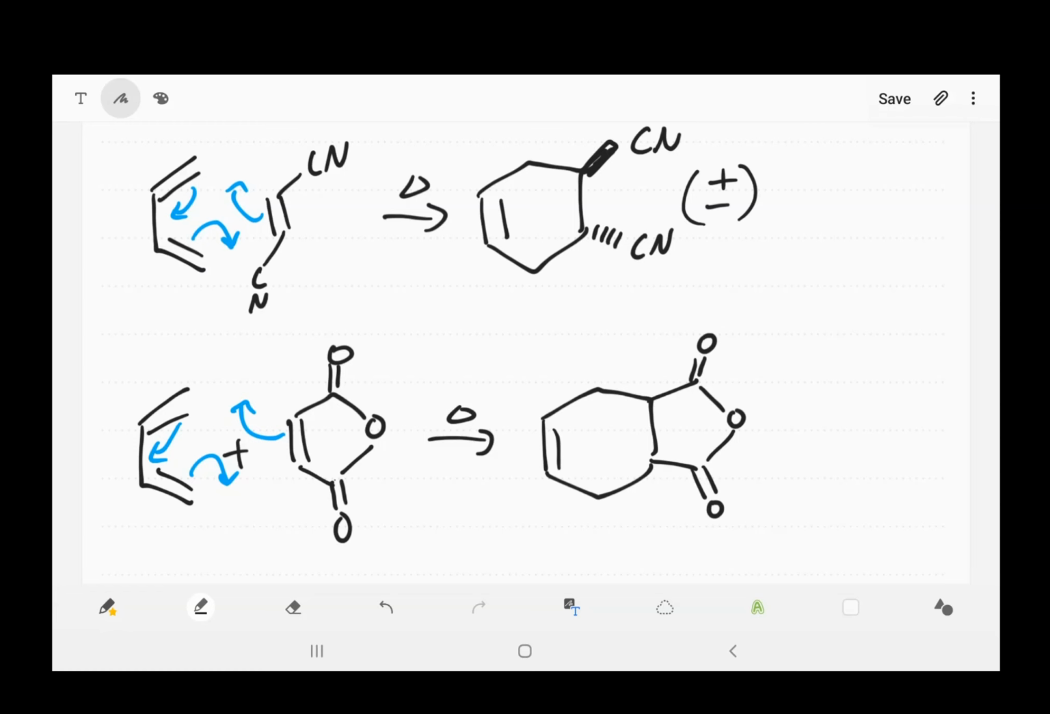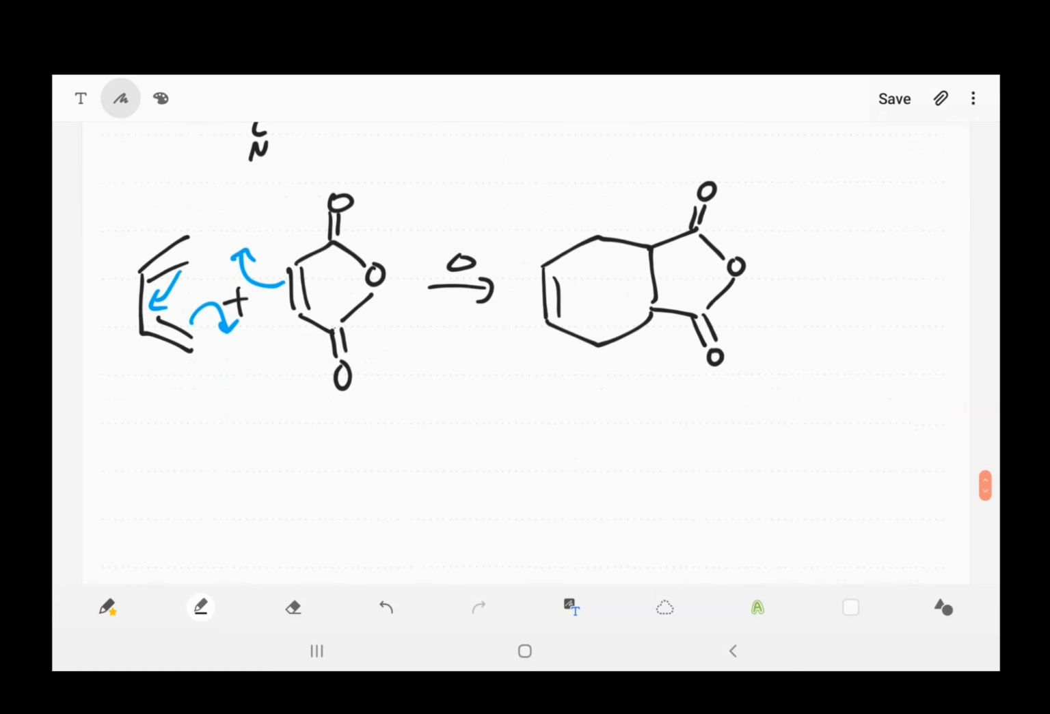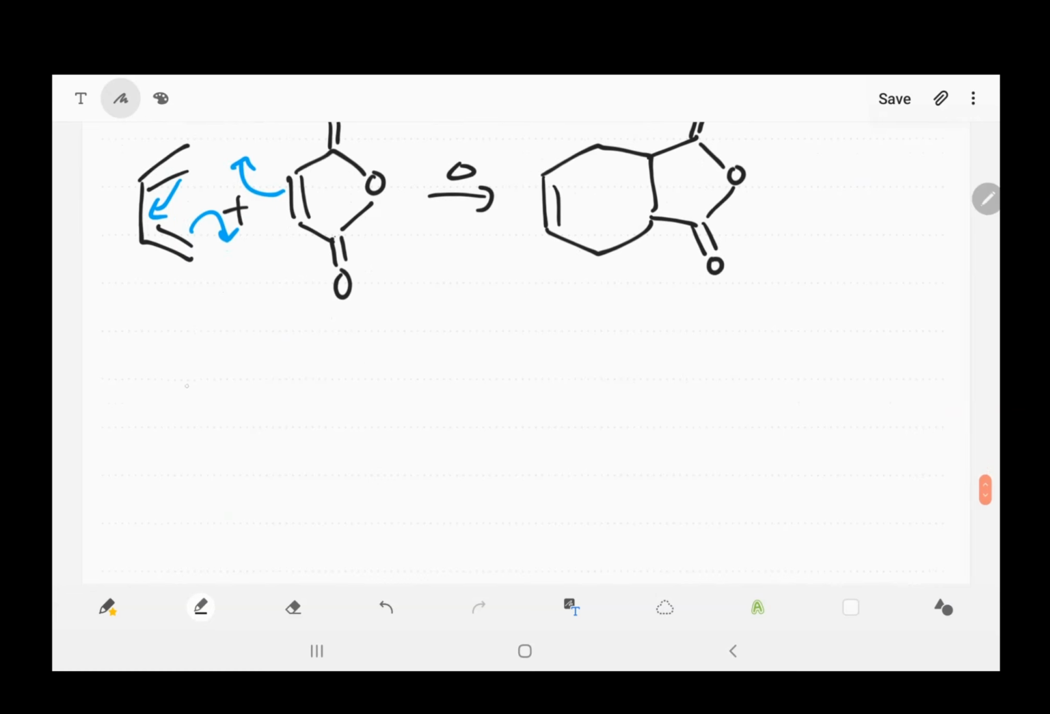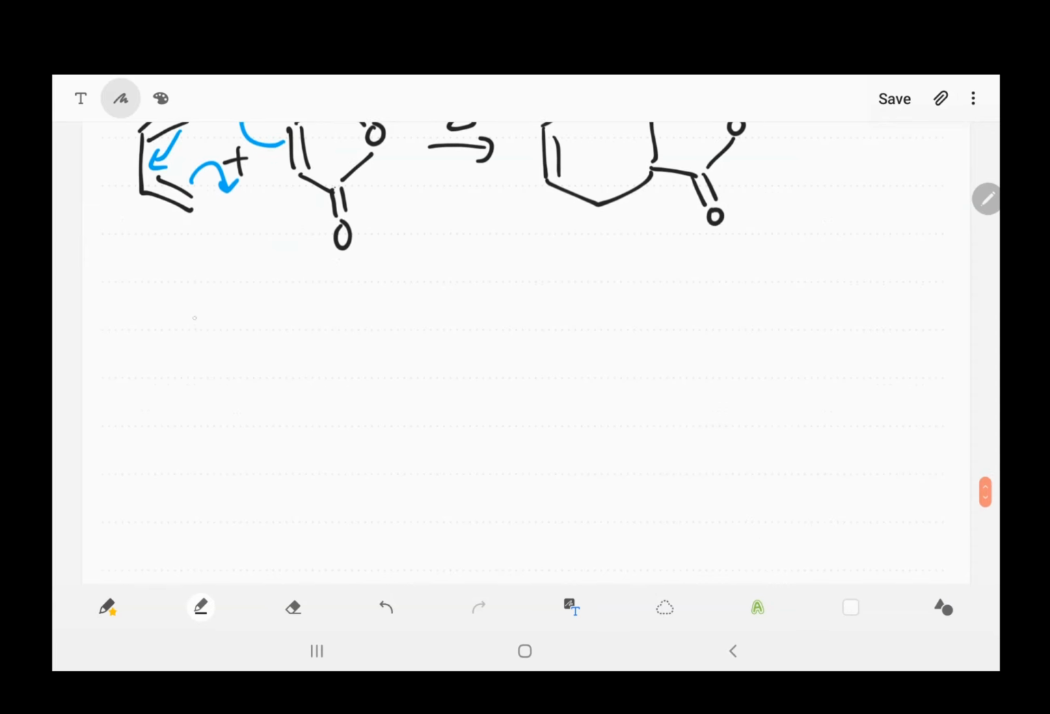But this is too easy, isn't it? You guys aren't going to be crying in the shower if this is all that is taking place, right? This is not nearly frightening enough to be organic chemistry. So, let's kick it up a notch. Let's say now we have something on our diene. Let's say now we have these two guys.